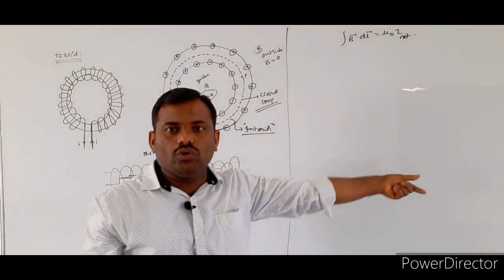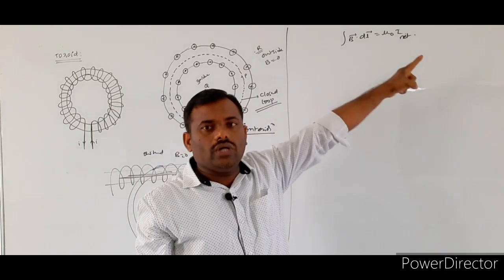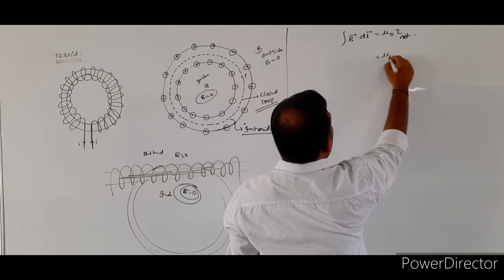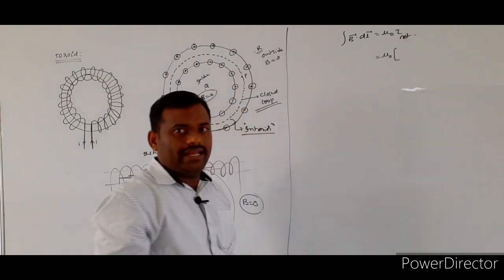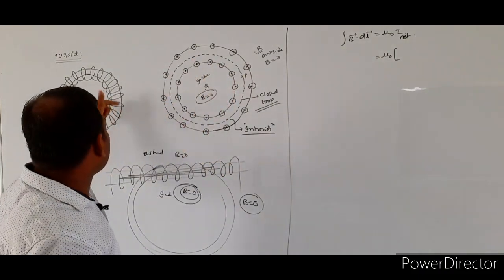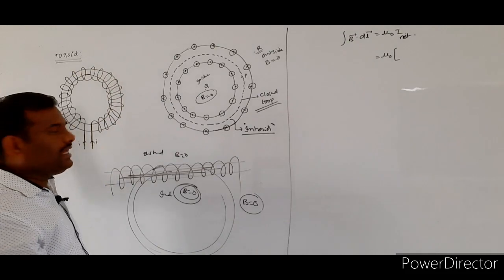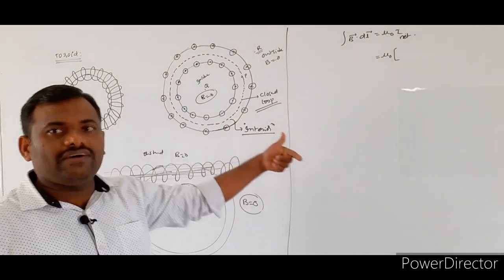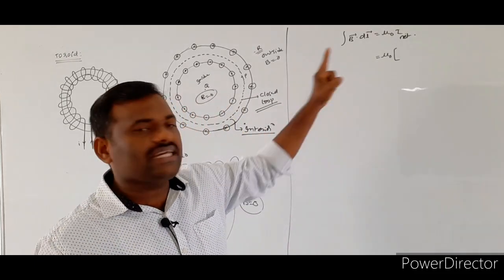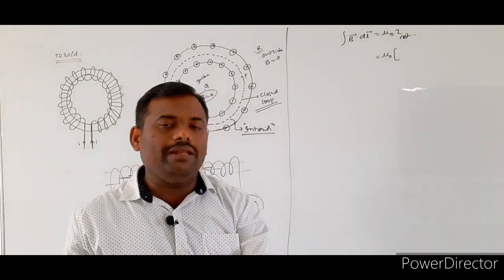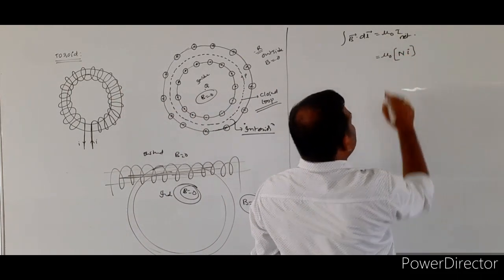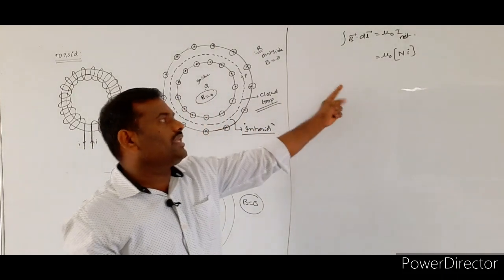The left side value you have to know, as well as the right side value. At the right side, mu naught into I net, as we explained previously. Here there are N number of loops. Through each and every turn, I amount of current is flowing, so the right side value is equal to mu naught into N I.